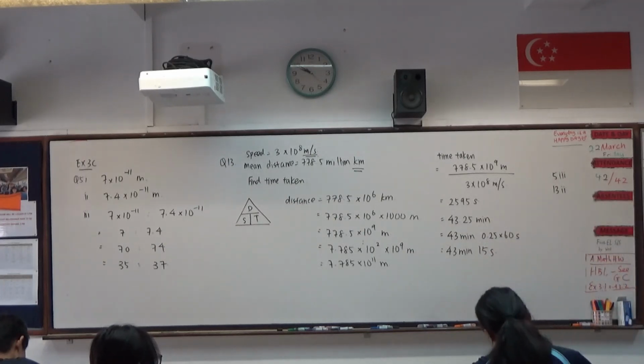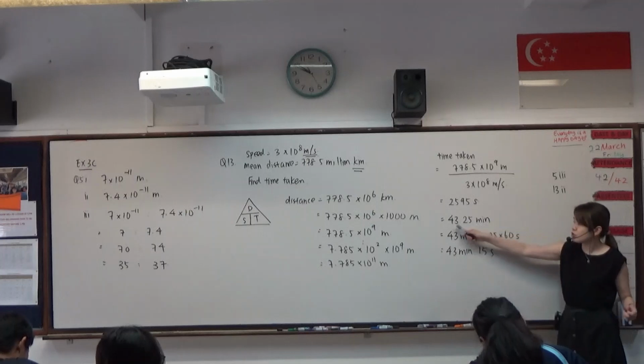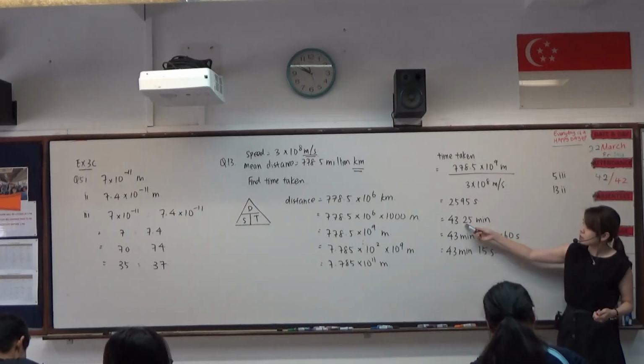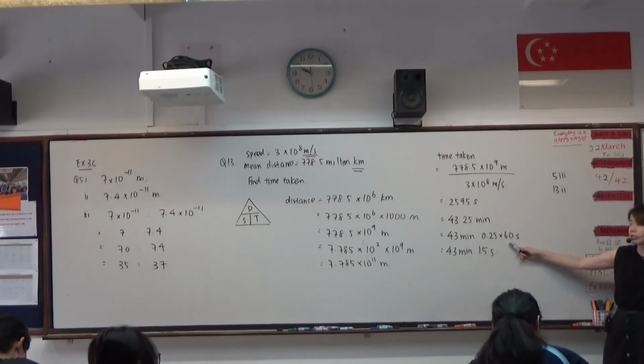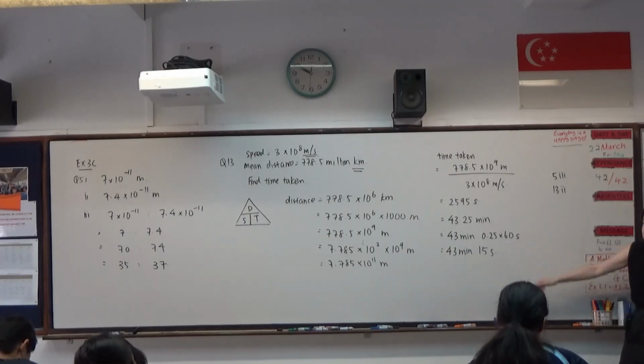Okay? It is not 43 minutes and 25 seconds. So 0.25 minutes converted into seconds, we need to times 60. Okay?